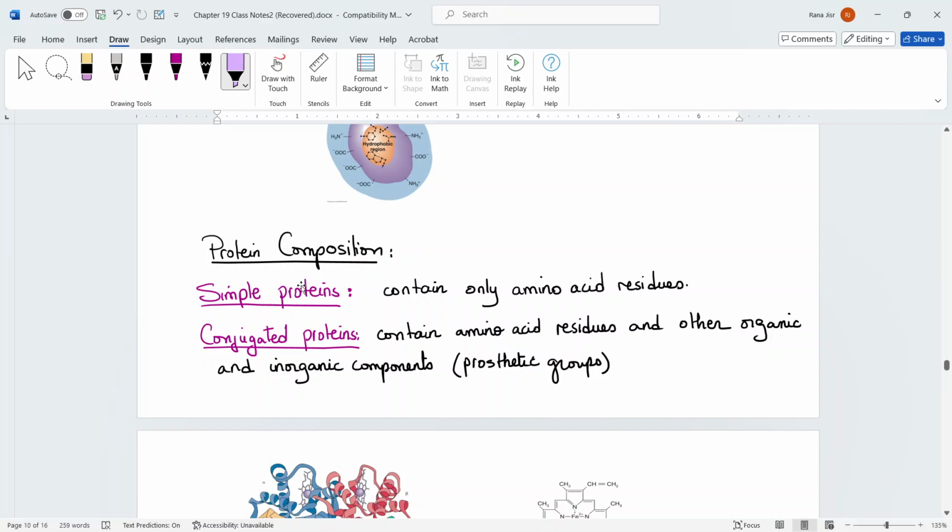Proteins can either be simple or conjugated. Simple proteins contain only amino acids, no other groups other than amino acids connected together to form the protein chain. Conjugated proteins, on the other hand, are made up of amino acid residues, and in addition, there are organic or inorganic components there. We call them prosthetic groups.